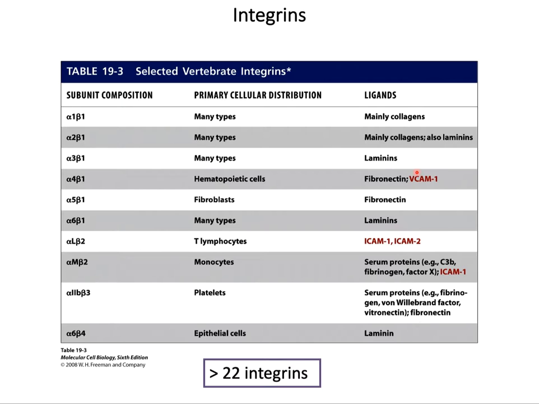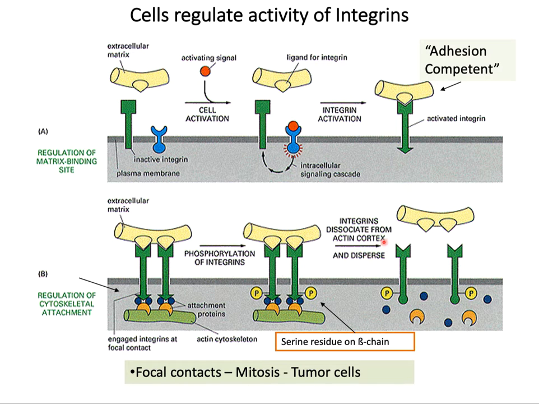This is just to illustrate that you can have multiple permutations and combinations of the alpha and the beta subunit to alter the specificity. So, really interesting is that the cells can regulate the activity of integrin. They can activate integrin and they can deactivate integrins. So in the top part is an illustration of how integrins become activated.